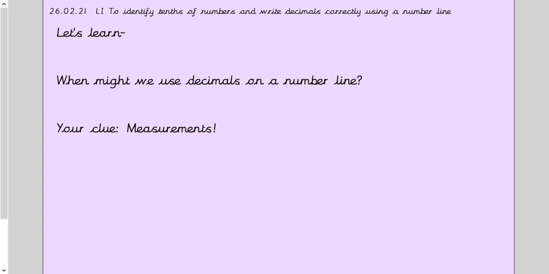Before we go into today's learning then, all I want you to do is think about when we might use decimals on a number line. Your clue is to think about measurements. Think about maybe when you might measure something, what might you use that has a number line where you might need to use decimals. If you have someone at home, pause the video and have a think about it with them. If not, let's move on.